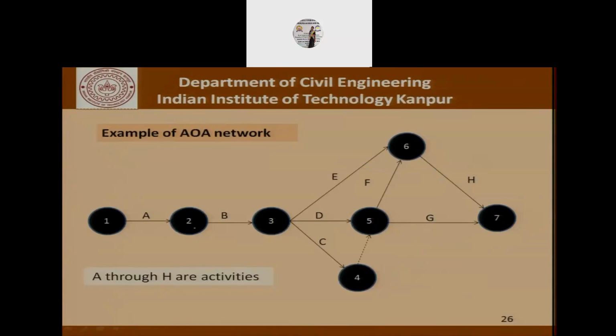A is 1, 2, B is 2, 3, C is 3, 4, and so on and so forth. So I leave it to you to verify that A does not depend on anything, B depends on A, C and D and E depend on B, F and G depend on C and D, and H depends on E and F. Now here you will find this activity here. This is precisely what is a dummy activity, basically to show that G depends on both C and D. The reasons for that will become clearer in some other examples that we do later on in this course.